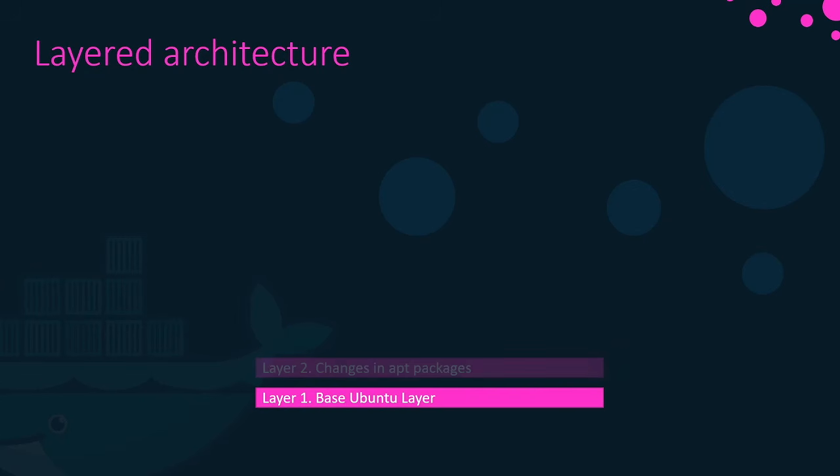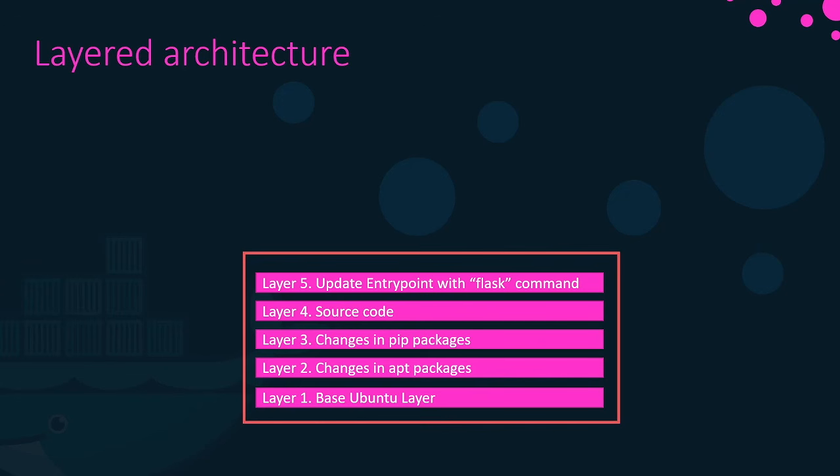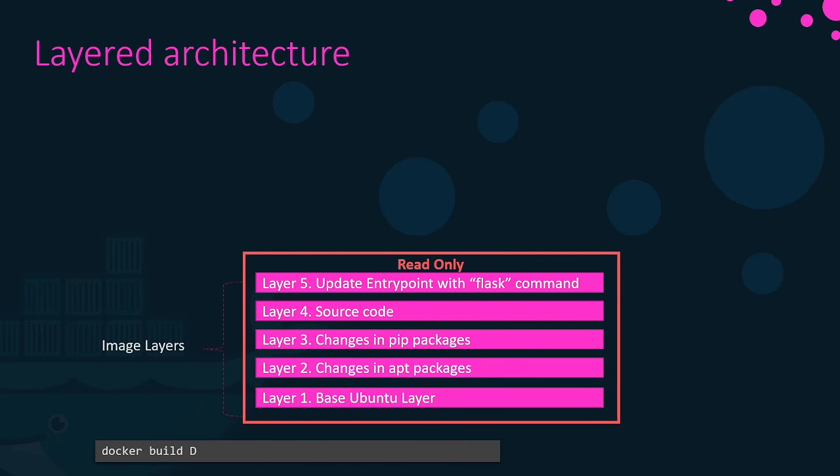Let's rearrange the layers bottom up so we can understand it better. At the bottom, we have the base Ubuntu layer, then the packages, then the dependencies, and then the source code of the application, and then the entry point. All of these layers are created when we run the docker build command to form the final Docker image. So all of these are the Docker image layers. Once the build is complete, you cannot modify the contents of these layers, and so they are read-only, and you can only modify them by initiating a new build.